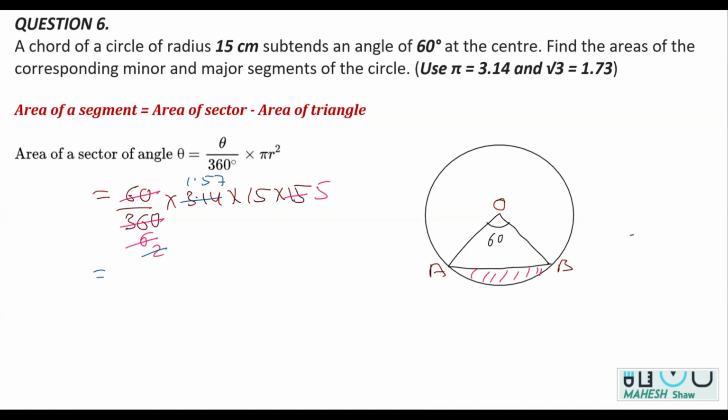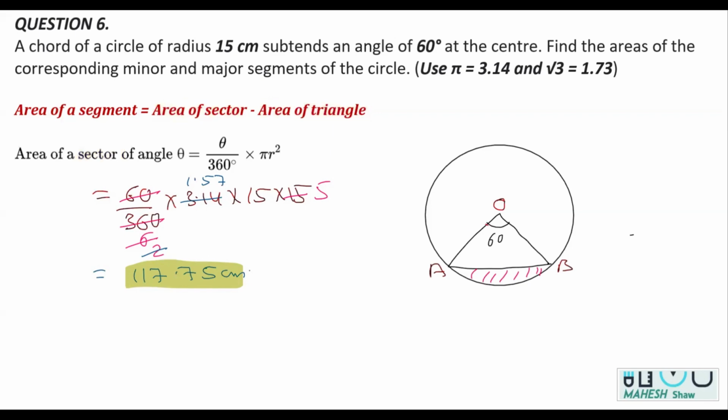All right. So we'll first multiply 15 with 5, and that is 75, multiplied by 1. We have to multiply 75 with 1.57. So it comes to 117.75 centimeters square. So this is what we got as the area of the sector. This is the area of the sector here. Next, once we got the area of the sector, we have to find the area of the triangle. What you can observe is that this is an equilateral triangle.